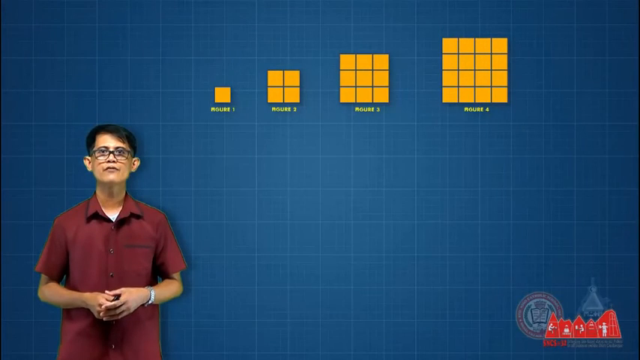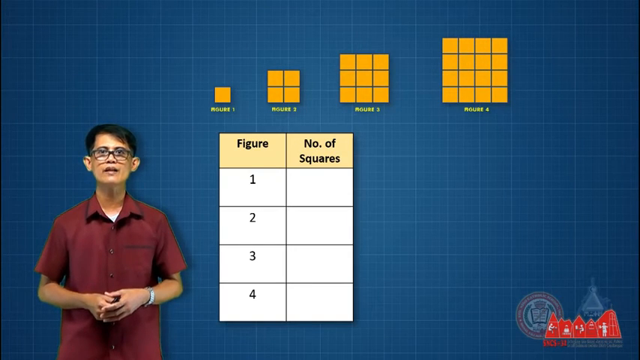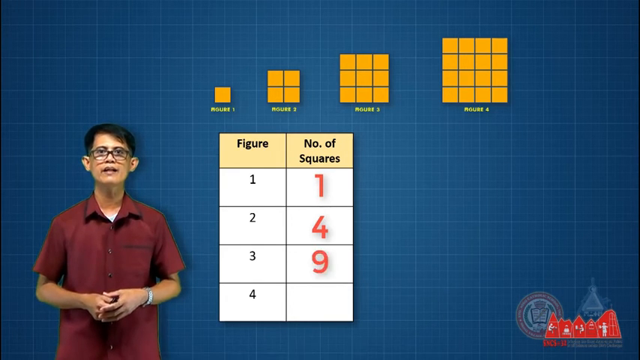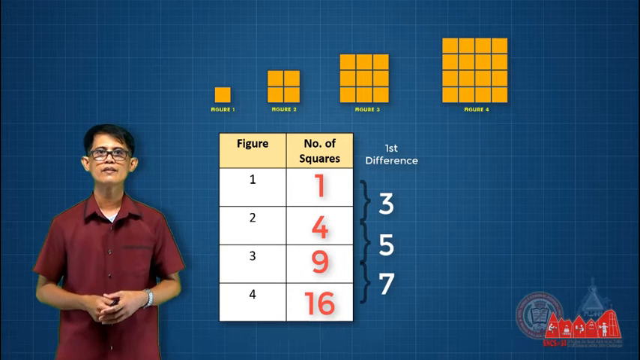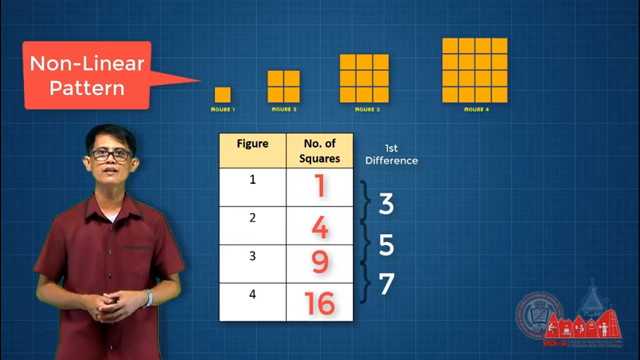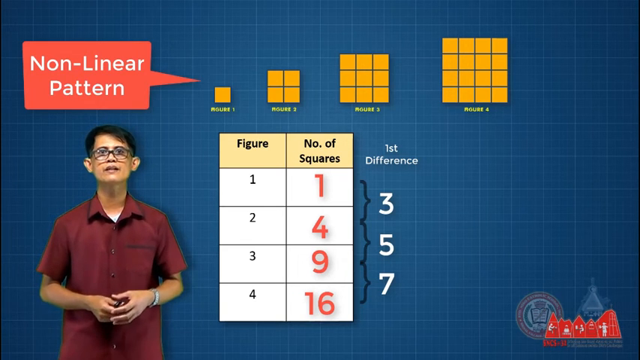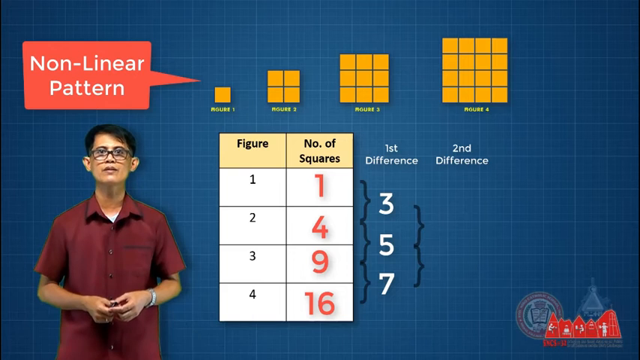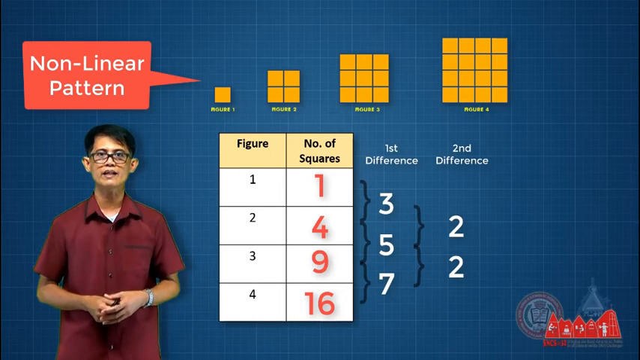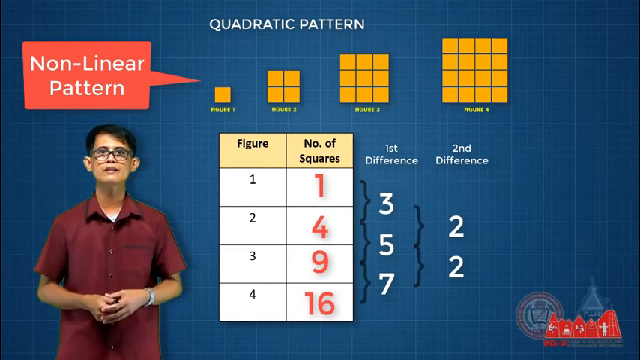Again, make a table. The first column is for the figure numbers and the second column is for the number of squares. So figure 1 has 1 square, figure 2 has 4, then 9 and 16 squares. Get the interval. Is it a constant number? No, it's not. Therefore, this is a non-linear pattern. If we continue to get the interval, the second difference now becomes a constant. Actually, this is a quadratic pattern. If the third difference is a constant, it's a cubic pattern. For now, let's just focus on the linear patterns.